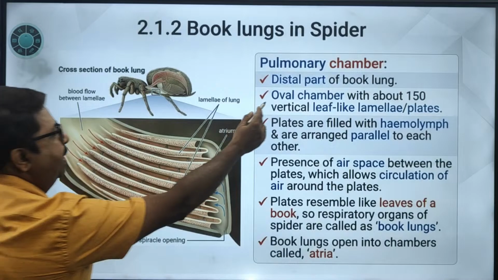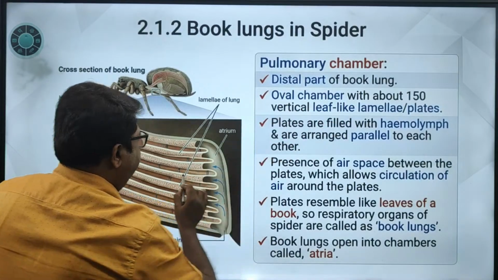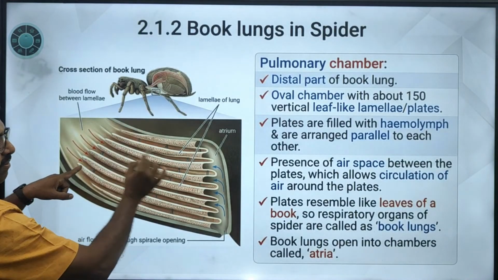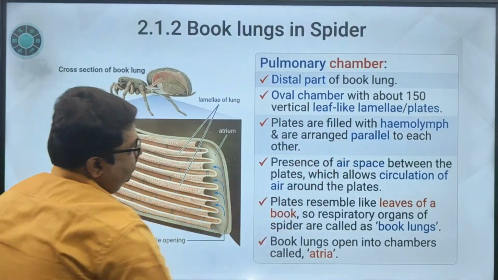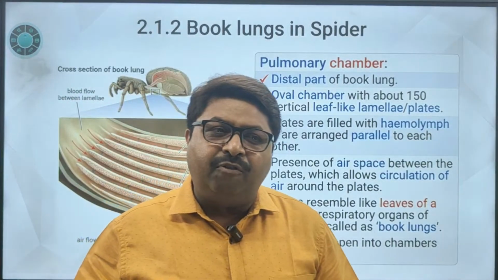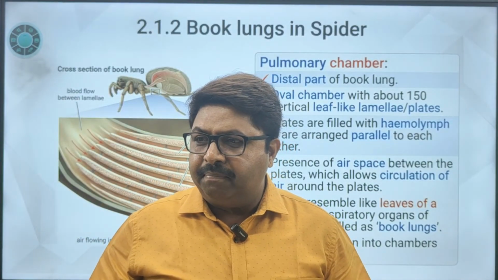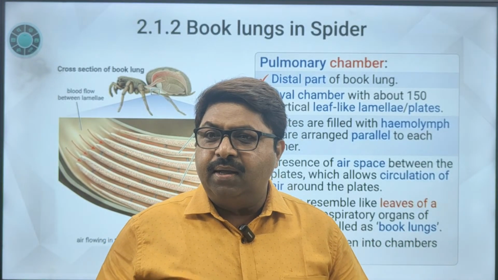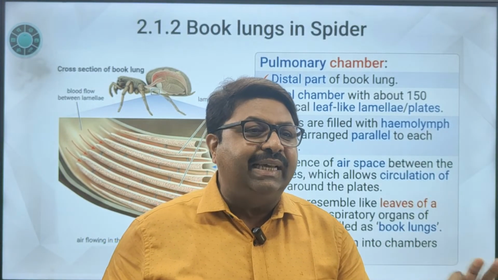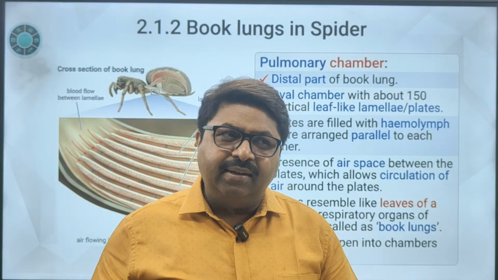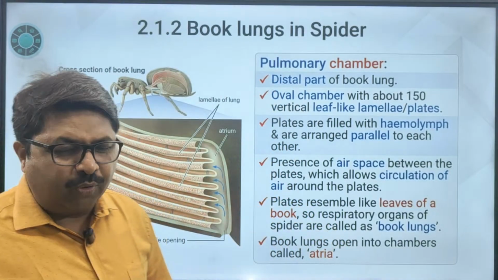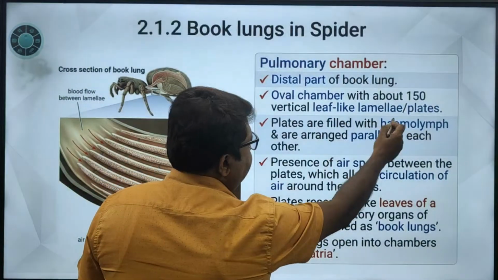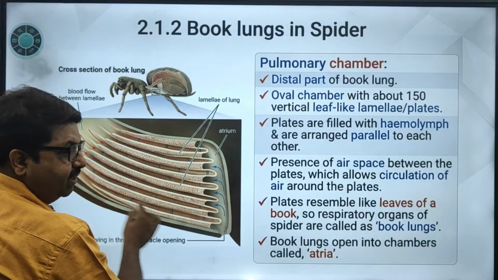See, the distal part of the book lung is an oval chamber with about 150 vertical leaf-like lamellae. They have got leaf-like lamellae over here. Plates are filled with hemolymph. What is hemolymph? It's the blood of all arthropods. And there's a cavity where the blood passes, called hemocoel. What is the name of the cavity? Hemocoel. What is the name of the blood? Hemolymph. So they don't have blood. They have got a colorless one, and that is called hemolymph. Leaf-like lamellae are arranged vertically.